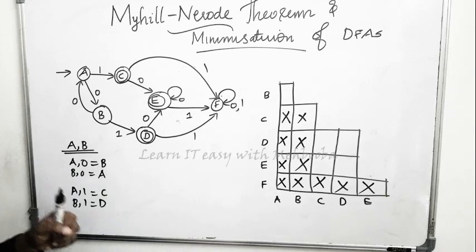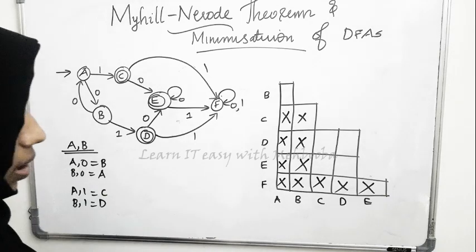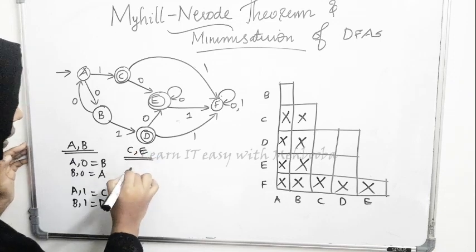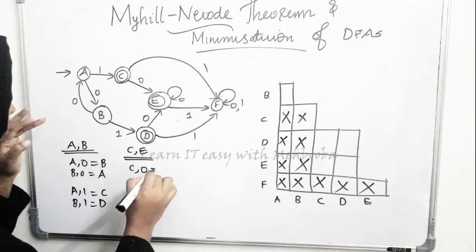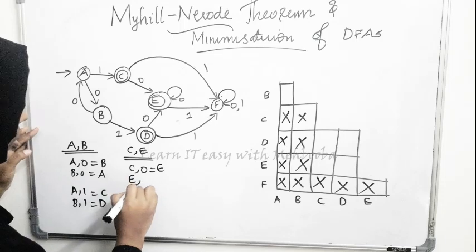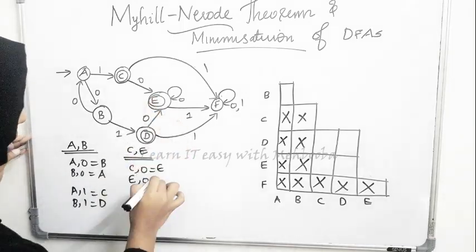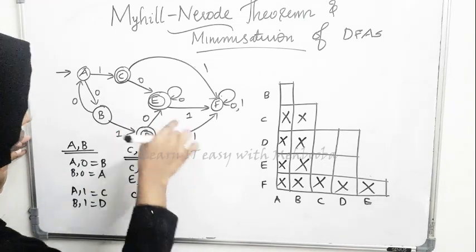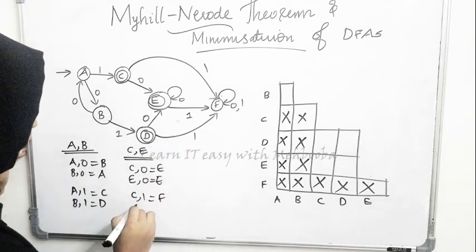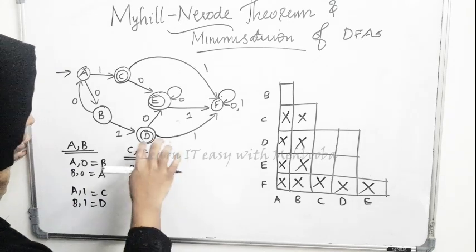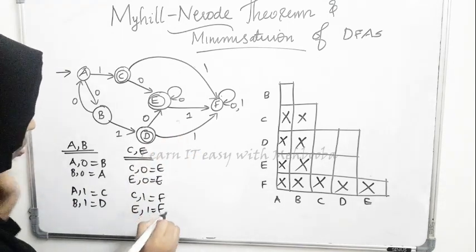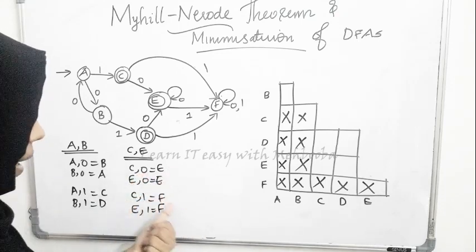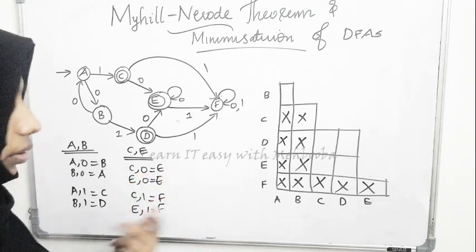Okay. Now the remaining pairs are CE. C comma E. C on 0 will give you E and E on 0 will give you itself. Now C on 1 gives you F and E on 1 gives you F. So there is no pair such as EE or FF, so you can't mark that.